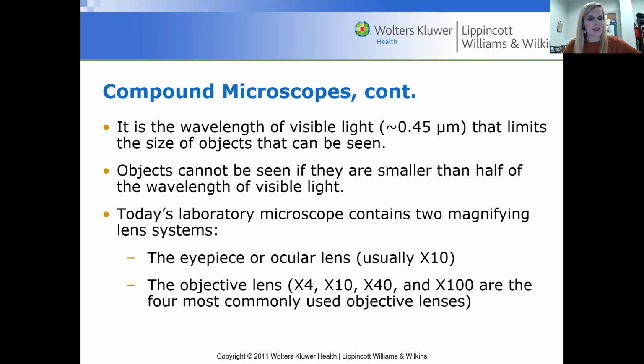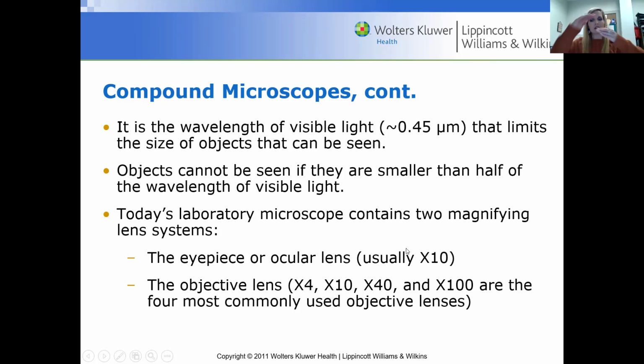Today's laboratory microscope contains, again, remember, a two-lens system. The compound microscope has two, and it's the combination of those two that gives us our total magnification. So the eyepiece, what we look through at the top, and I'm going to show you a picture of a microscope so you can see what I mean, is referred to as the ocular lens. That by itself is only going to magnify that image 10 times its size. So not even as good as a magnifying glass. If we're just looking at that ocular lens by itself, we're only seeing the image 10 times its actual size.